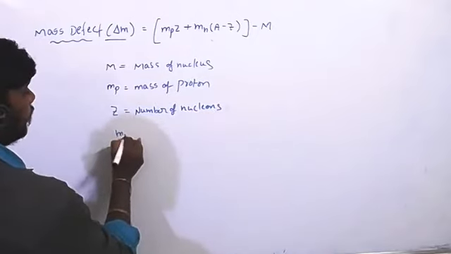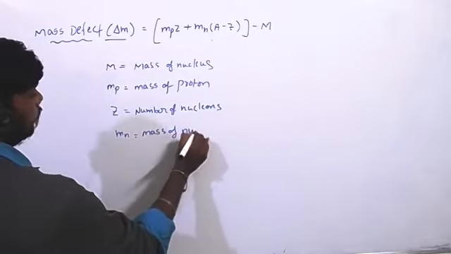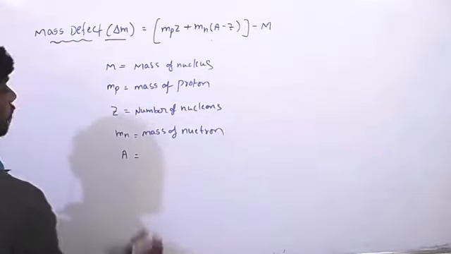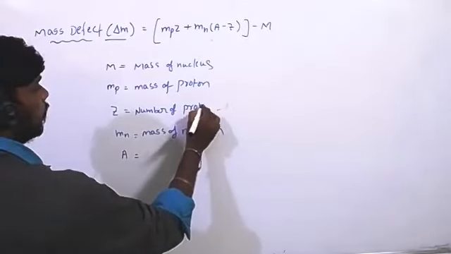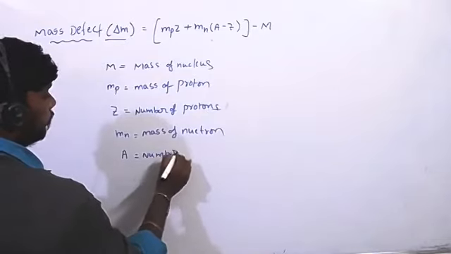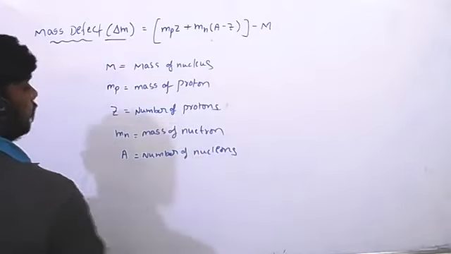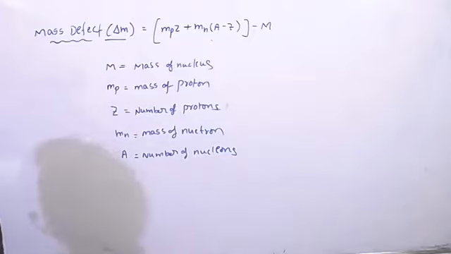What is Mn here? Mass of neutron. What is A? Sir, Z is the number of protons, no? Yes, Z is the number of protons, and A is the number of nucleons. This is called mass defect.